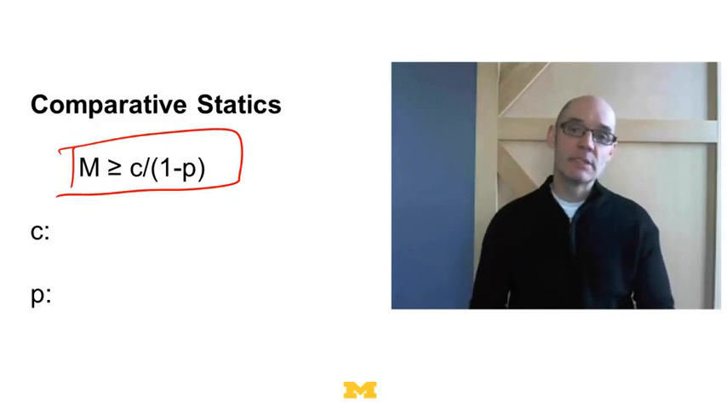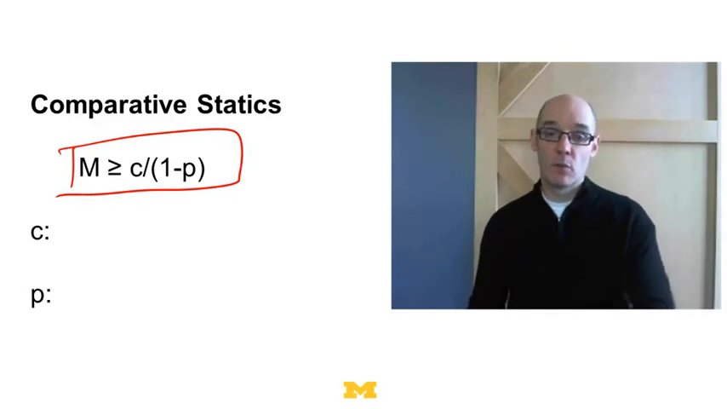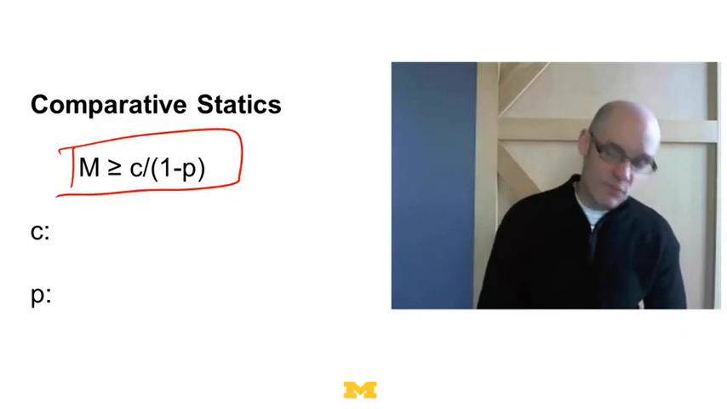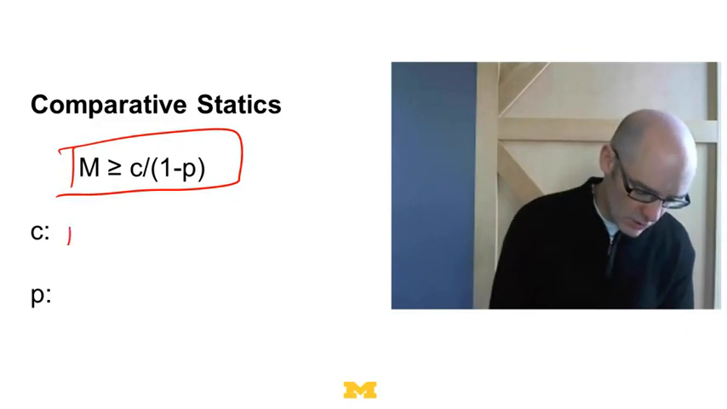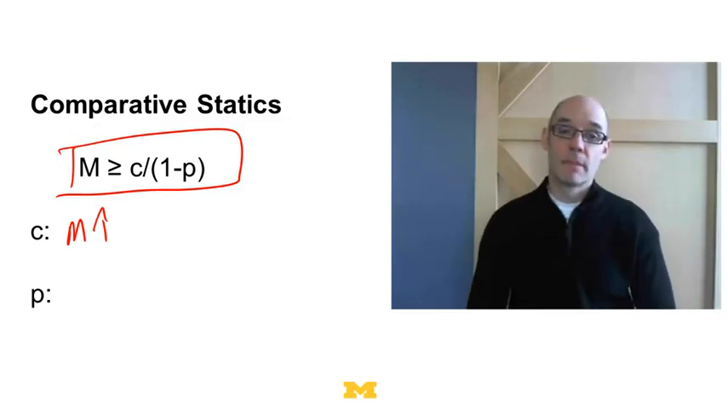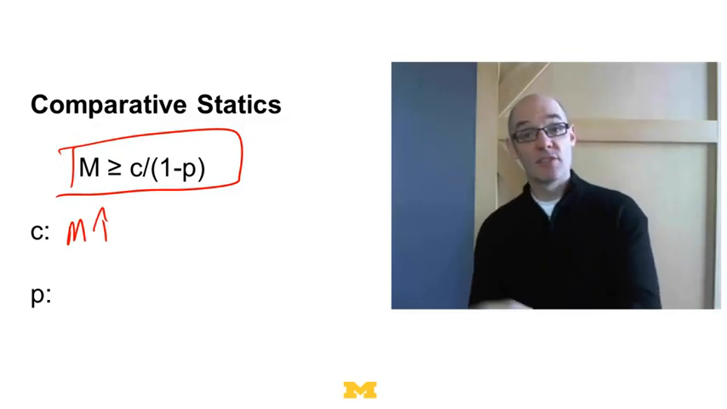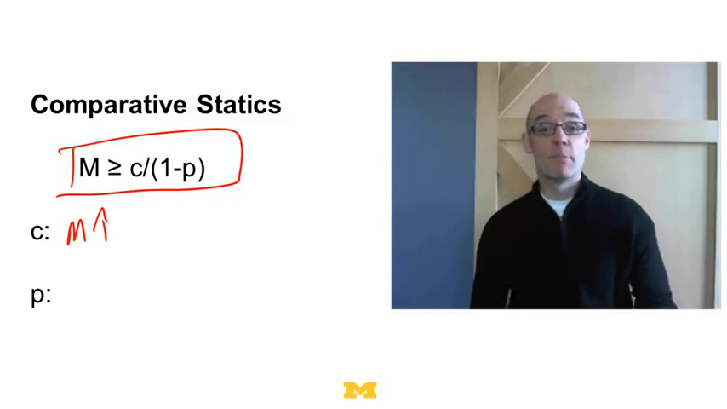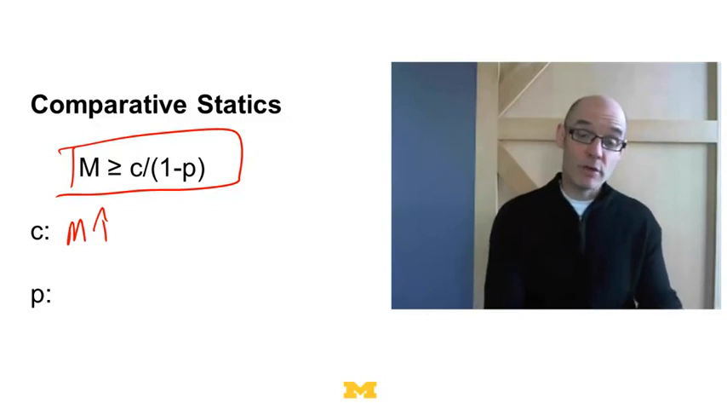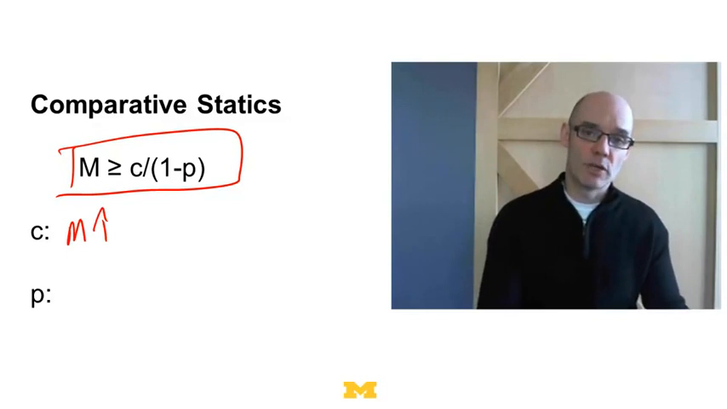So for example, what happens if the cost of effort goes up? Well, if C goes up, then C over 1 minus P is going to go up, which means that M has to go up. But that makes sense. If it's costlier to put forward high effort, then I'm going to have to pay people more money in order for making a good pot, to induce them to work hard.